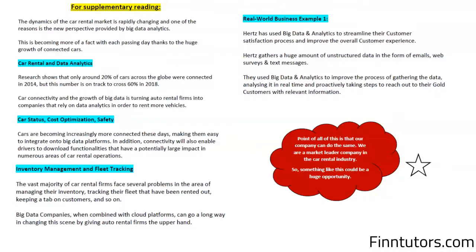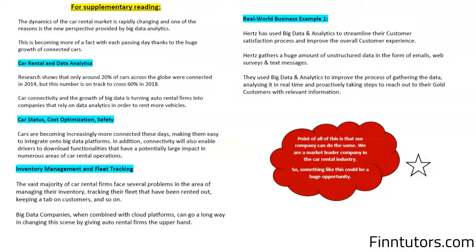So, car rental and data analytics. Research shows that only 20% of cars across the globe were connected in 2014, but the number has crossed 60% in 2018. Car connectivity and the growth of big data is turning auto rental firms into companies that rely on data analytics in order to rent more and more vehicles. With the cars being connected, you get real-time data of how much the car is traveling, where the car is, when it is going to be dropped, the condition of the car. All of that enables you to rent it out further, faster, in a better way.